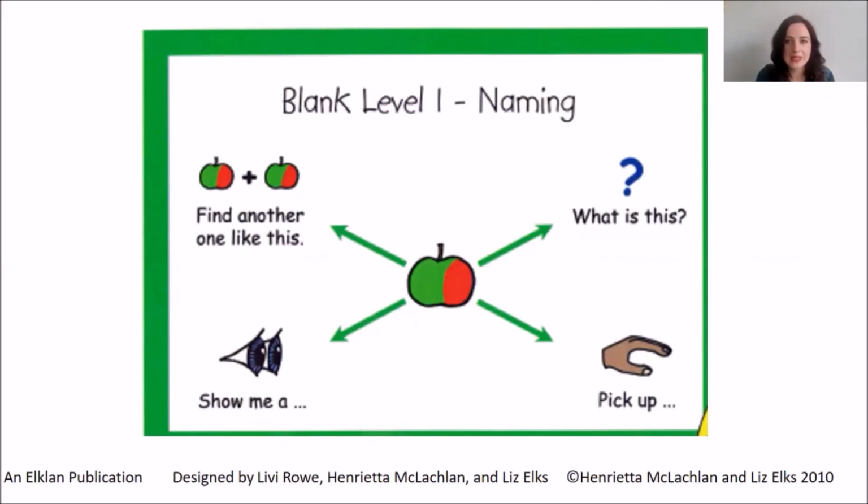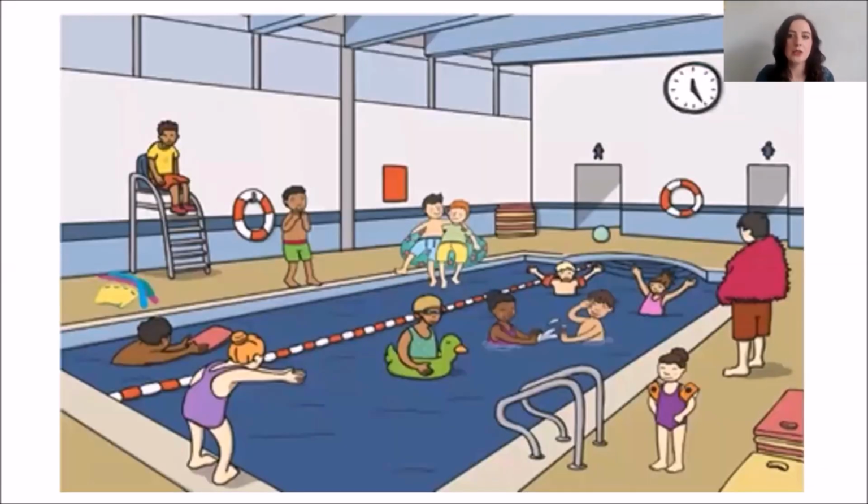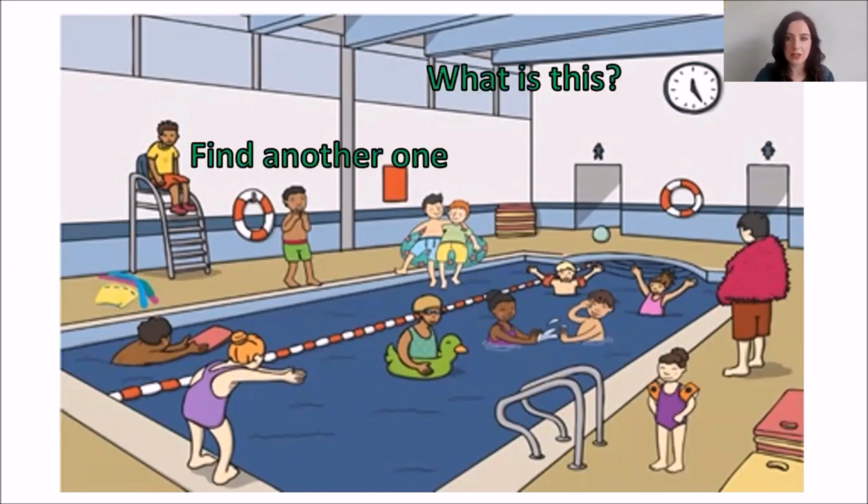So level 1 questions are the most basic. They are usually asking someone to name something or to point to an object. So in our picture, you could point to the clock and say, "What is this?" You could point to one of the rings and say, "Find another one like this." Or you could ask someone to point to the goggles.